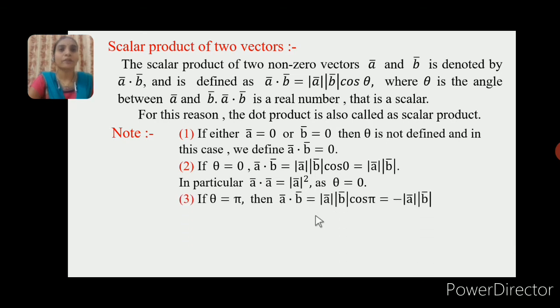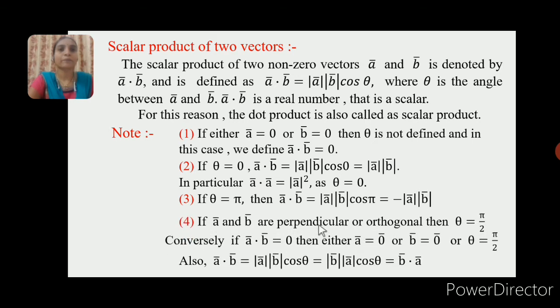Third, if theta is equal to pi, then in the dot product formula put theta is equal to pi, then a bar dot b bar is equal to magnitude of a bar into magnitude of b bar into cos pi, and the value of cos pi is -1, which is equal to minus magnitude of a bar into magnitude of b bar.